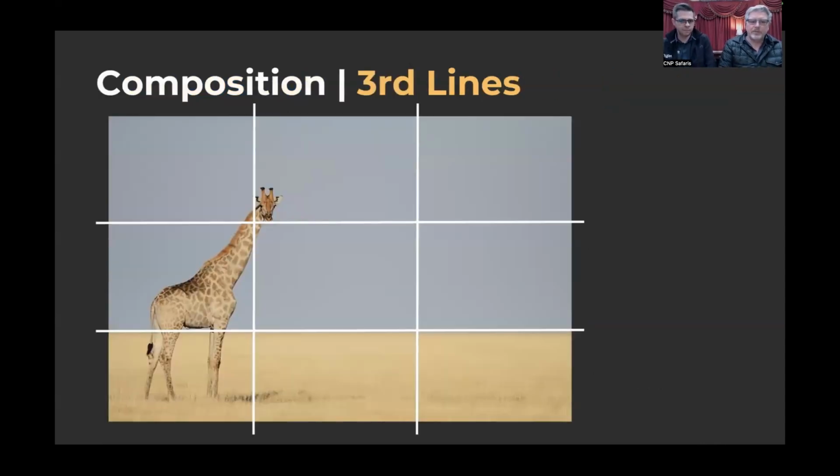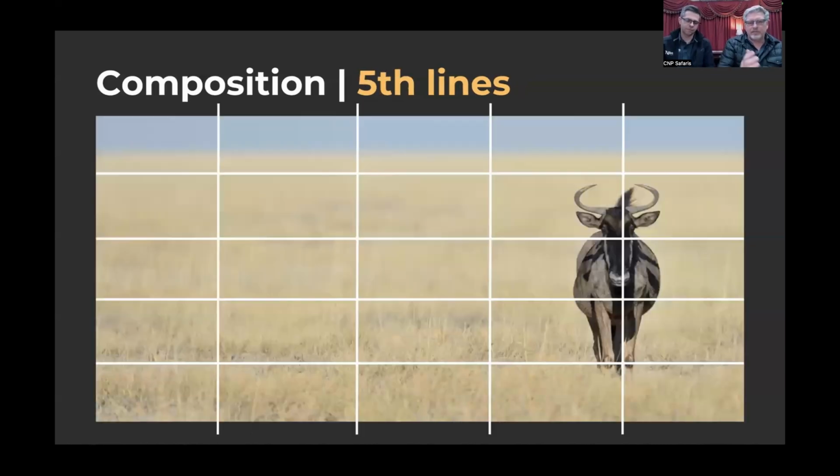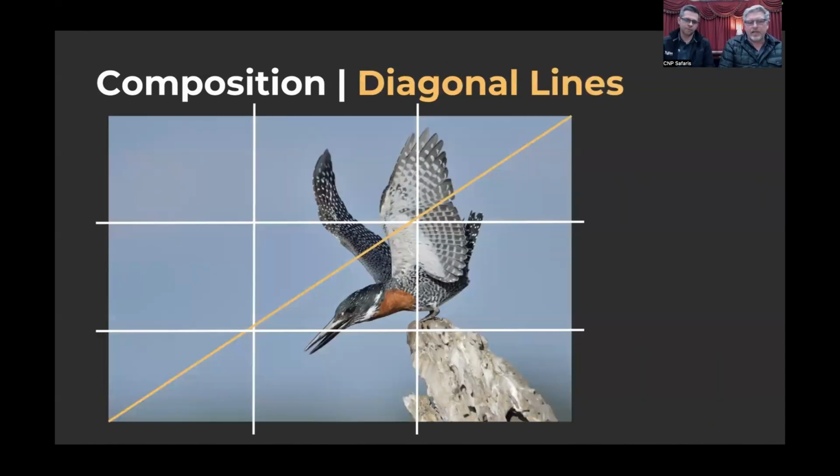A few examples of composition, third lines. Have a look at where these intersections are. The giraffe there on the head. Rule of fifths, create some scale to the image. On the left, some space. Diagonal lines, you've got primary and secondary lines. This one is a primary line going from bottom left. You see the bird is going to dive, and that draws your eye into that specific area.